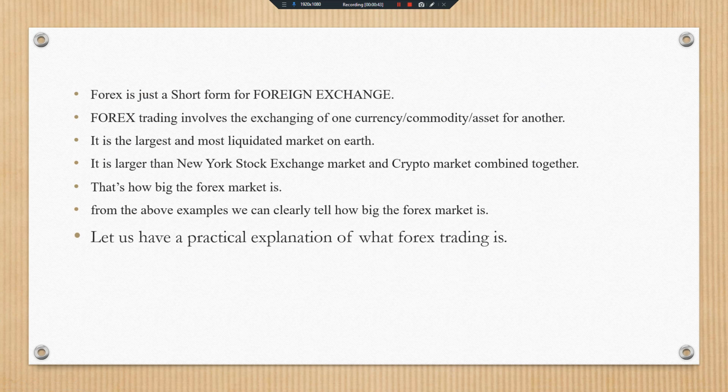Now we need to understand that Forex is the largest and most liquid market on earth. So if it's the largest and most liquid market on earth, it means there is a lot of money indeed. Now it is larger than the New York Stock Exchange, if you know it, and the crypto market combined together. So now you understand how big the Forex market is.